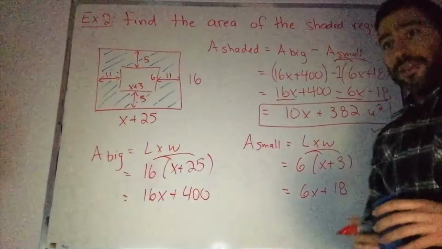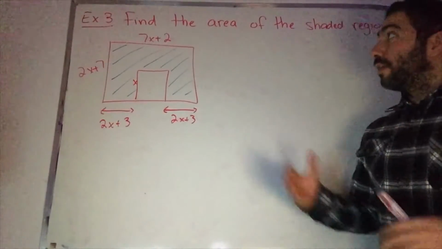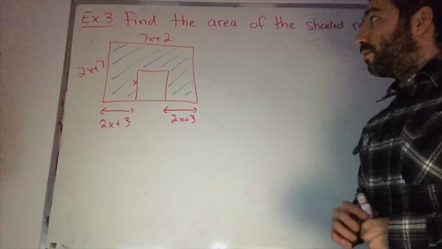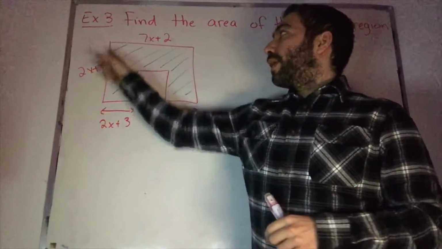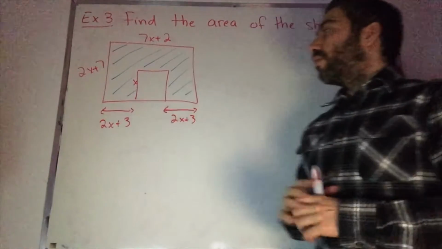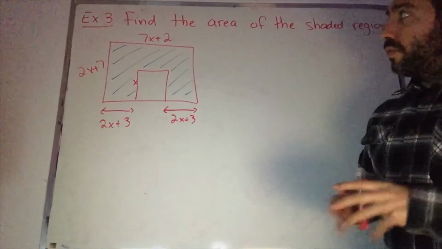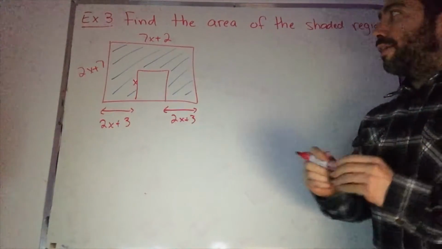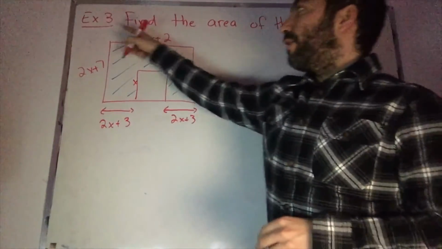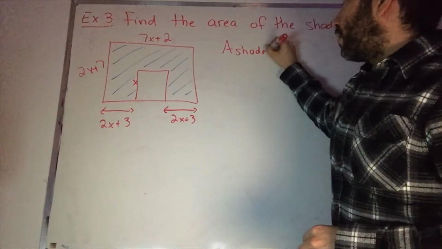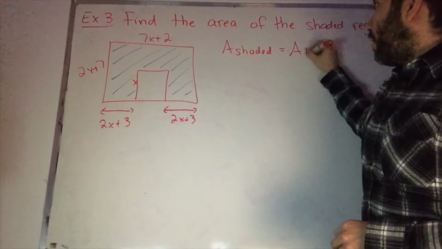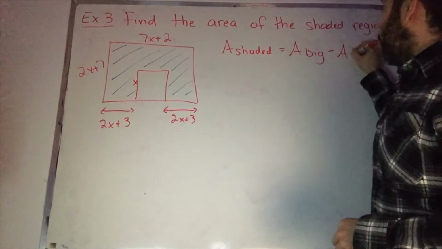Great work. Let's continue with another example. So once again, this example is very similar to what we've seen. We have to find the area of the shaded region. We have a big rectangle, and now we have a small rectangle once again. So same game plan. To find the area of the shaded region, you have to find the area of the big rectangle and subtract the area of the small.